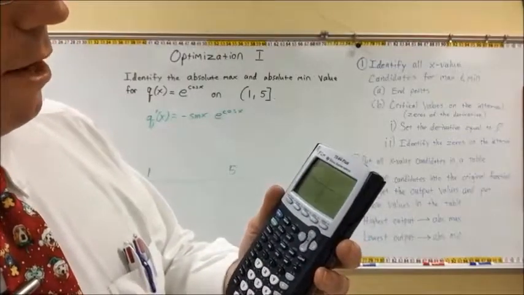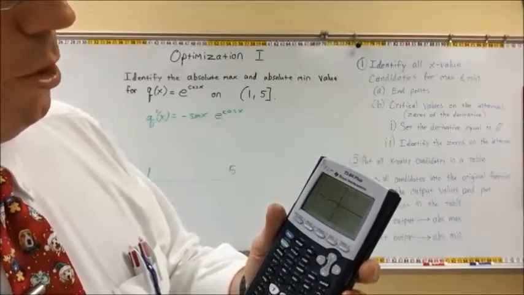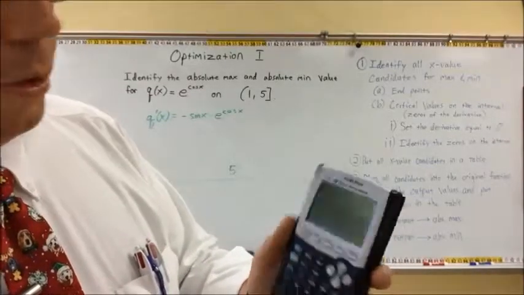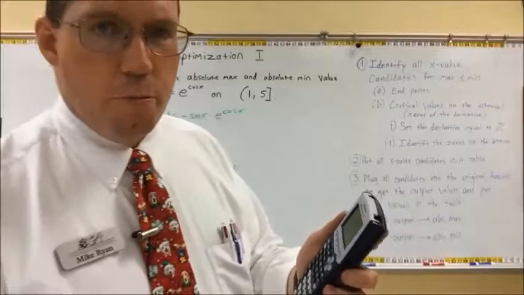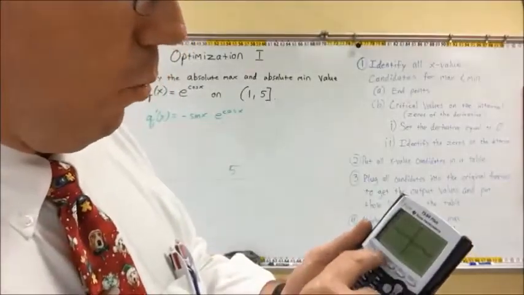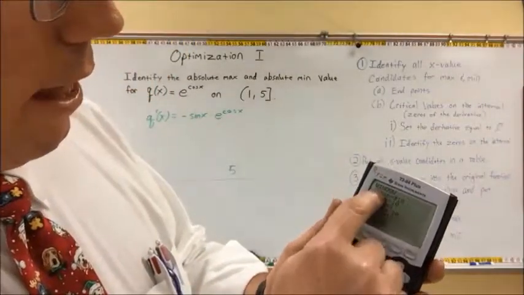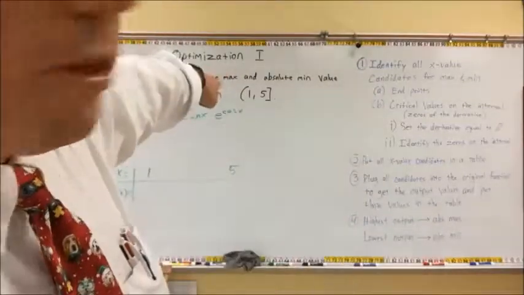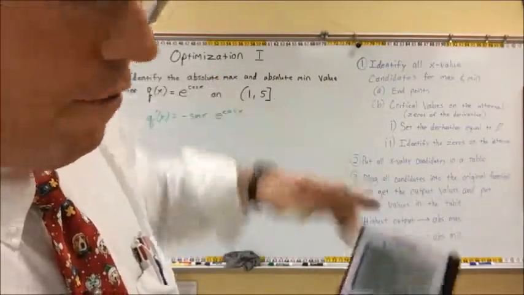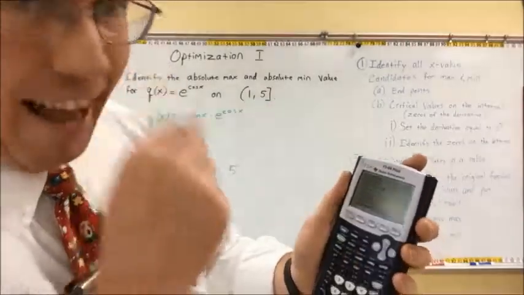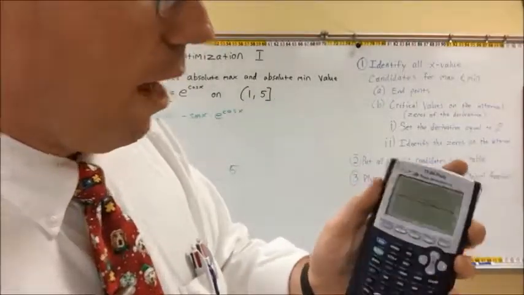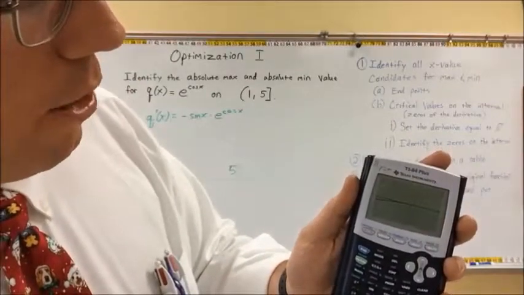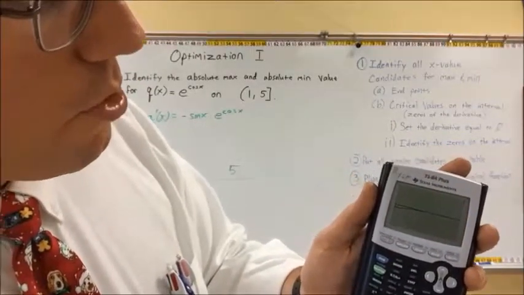We got a few zeros there. Let's see if there are any between 1 and 5. It looks like there might be 1 or 2 between 1 and 5. I think I want to zoom in there. So what I'm going to do is I'm going to hit window, and I'm going to go x min is 1, x max is 5. See, what I do is I put the interval there, 1 and 5. I put that in my x min and my x max, so then when I graph it, it only shows me the graph between there, and then I can focus only on those zeros.